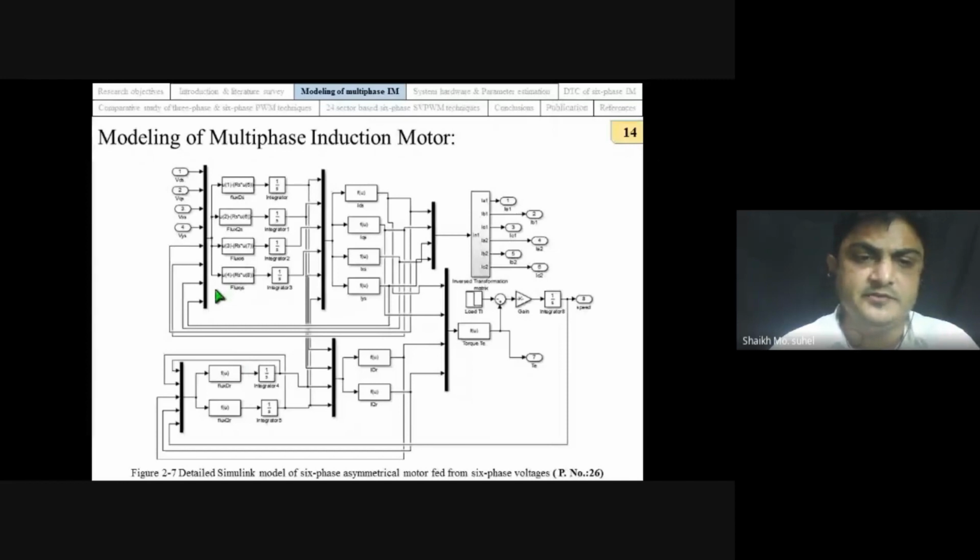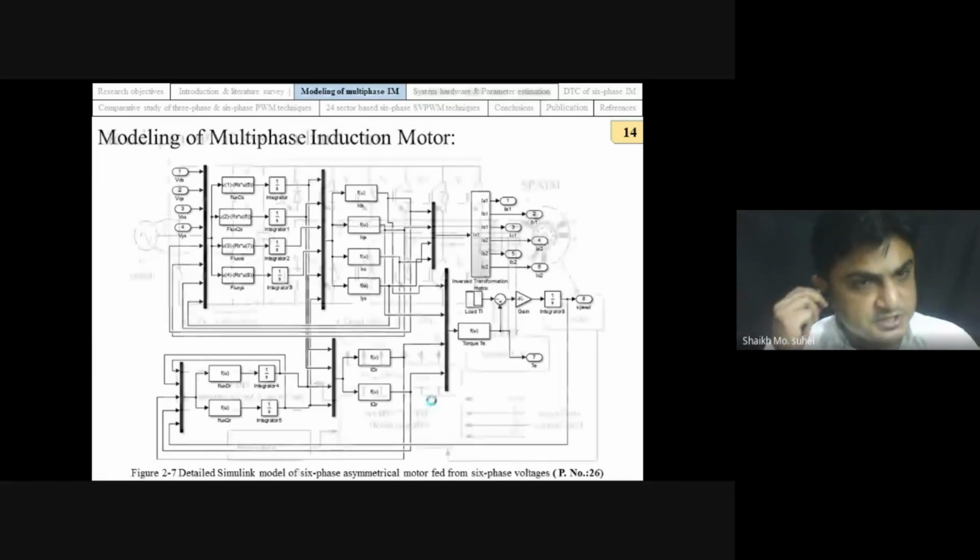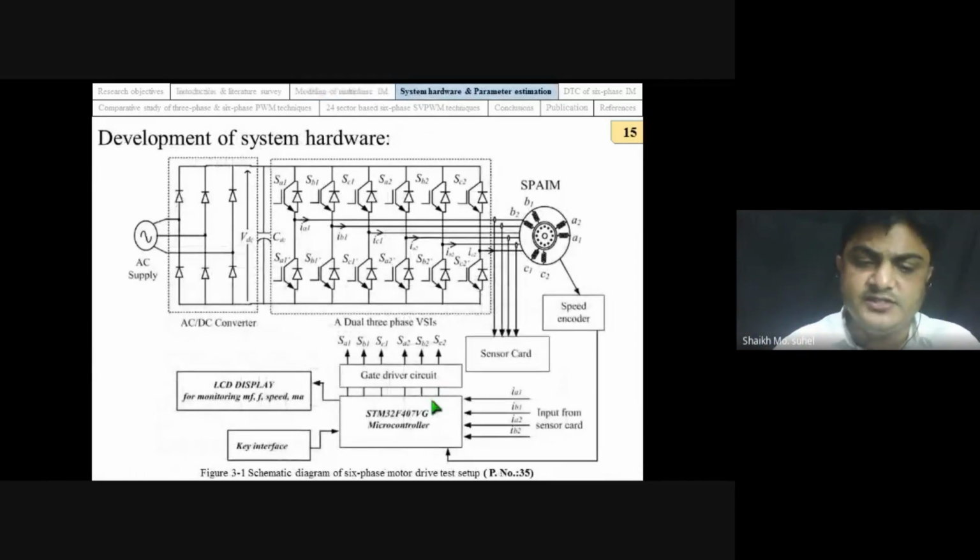All the equations that we discussed two slides back are utilized here to develop the mathematical model of the six-phase machine. Now let us discuss the schematic diagram of six-phase induction motor drives. In the case of the six-phase asymmetrical machine, we require a six-phase supply, and that's why our conventional three-phase supply is rectified and converted into DC. That DC supply is converted into six-phase by using two three-phase inverters.